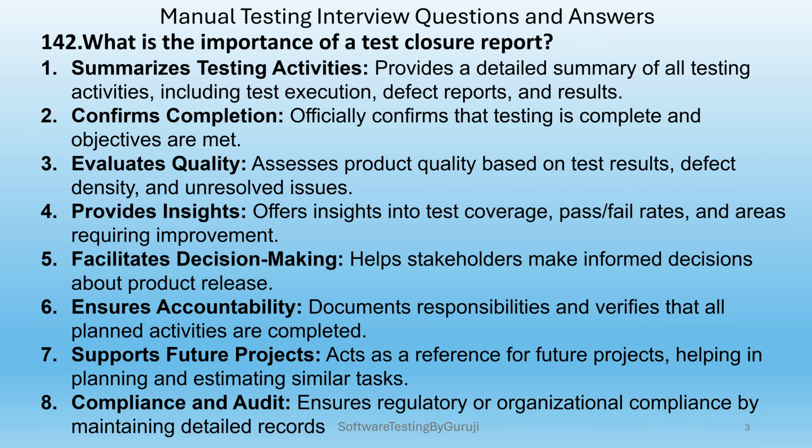Next question is, what is the importance of test closure report? First, summarize testing activities. Provide a detailed summary of all the testing activities including test execution, defect reports and results. Second, confirm completion. Officially confirm that testing is complete and objectives are met. Third, evaluate quality. Assess product quality based on test results, defect density, and unresolved issues.